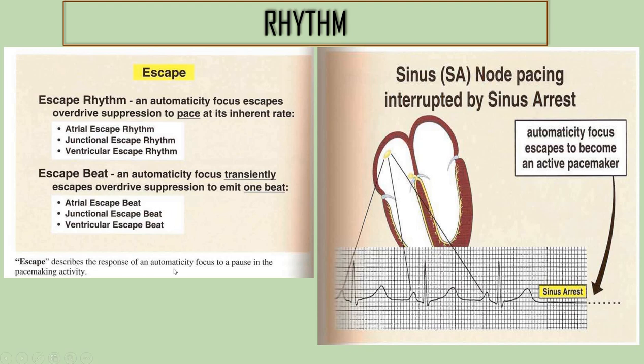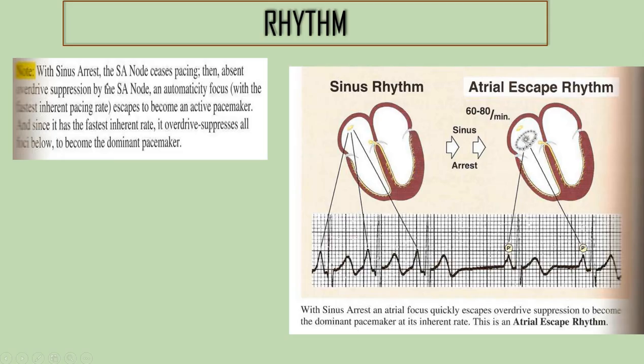Escape describes the response of an automaticity focus to a pause in the pacemaking activity. Sinus node pacing is interrupted by sinus arrest, and an automaticity focus escapes to become an active pacemaker. With sinus arrest, the SA node ceases pacing, so overdrive suppression by the SA node is absent, and the automaticity focus with the fastest inherent pacing rate escapes to become an active pacemaker. Since it has the fastest inherent rate, it overdrive suppresses all foci below it to become the dominant pacemaker.